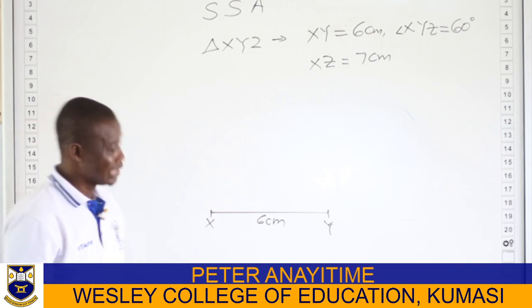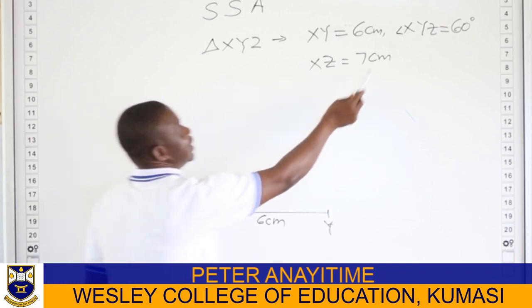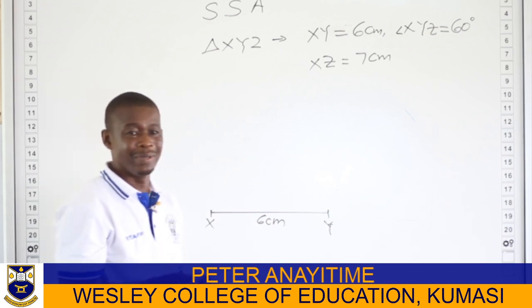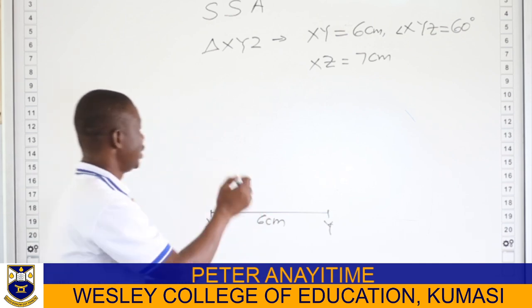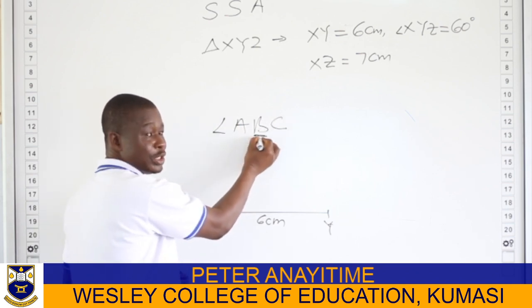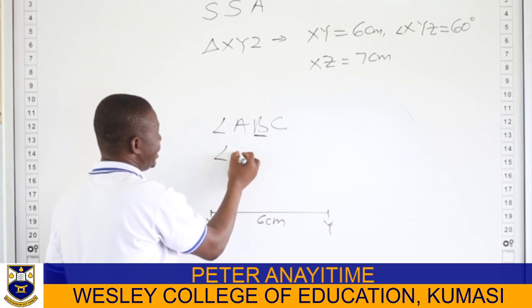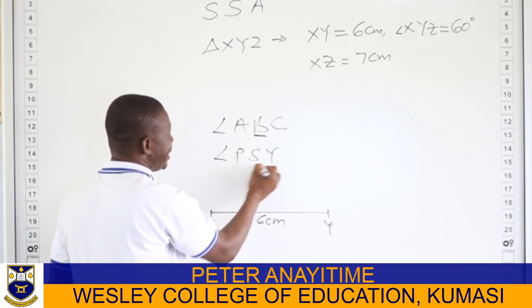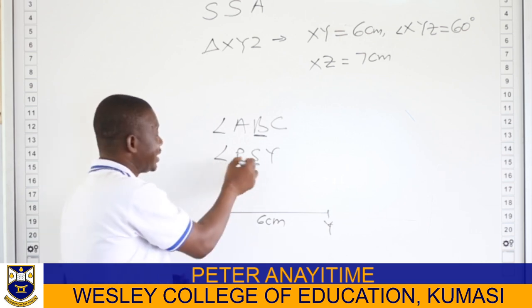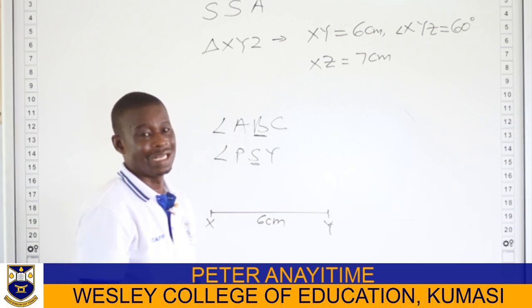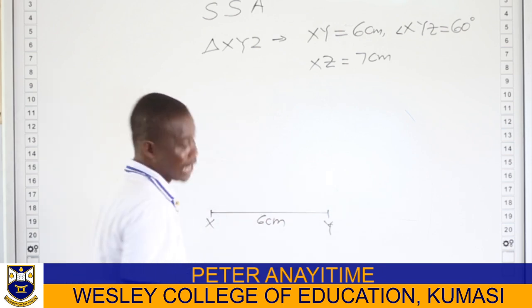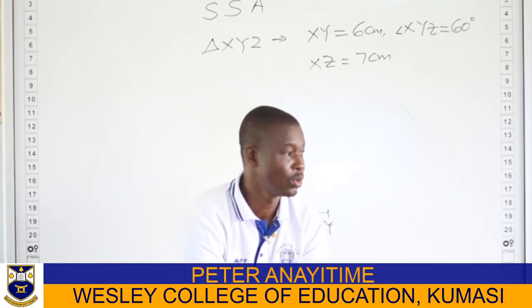Now, take note that when we write XYZ like this, the angle is always on the middle letter. So if I have angle ABC, it means that the angle should be on B. If I have angle PSY, the angle should be on Y. So you take note of that. Always the angle is at the letter in the middle. So here we have angle XYZ, meaning that the angle 60 is on Y.